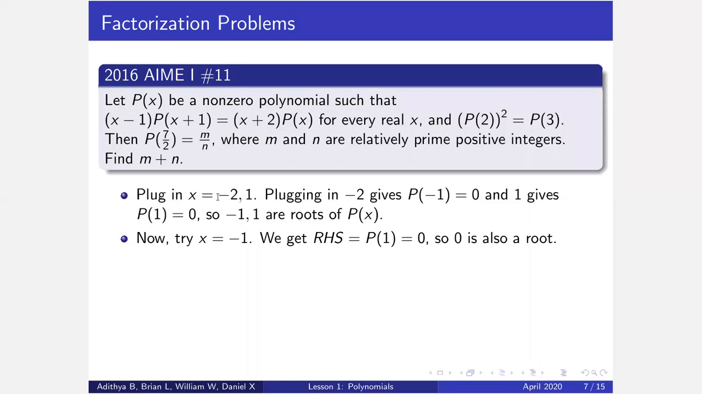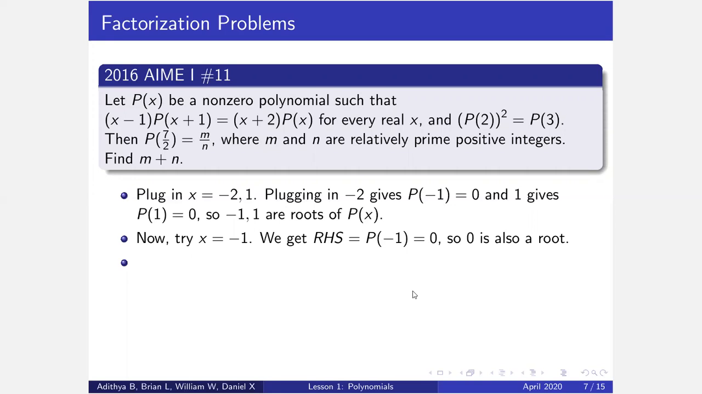For example, we can plug in -1. On the right-hand side, we have p of -1, which we already knew was 0. On the left-hand side, we get -2 times p of 0, but we can get rid of the -2 because the right-hand side is 0. So this tells us that p of 0 is also 0, and now we know three of the roots of p.